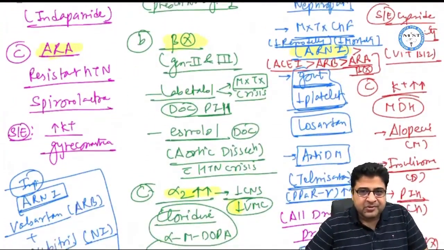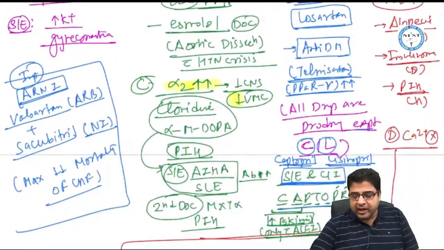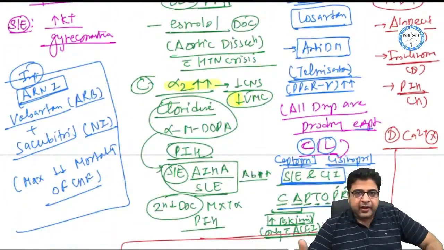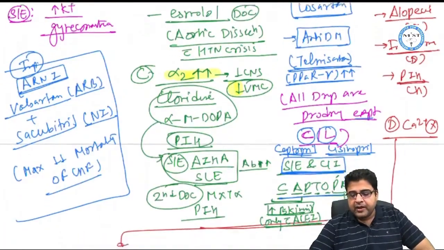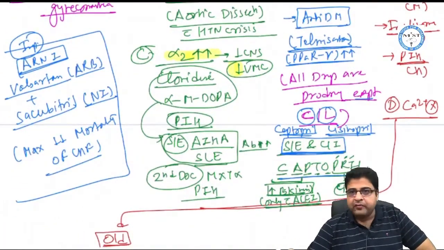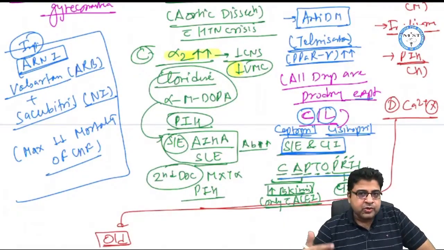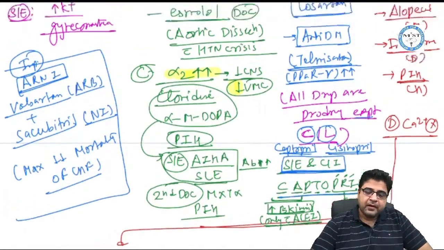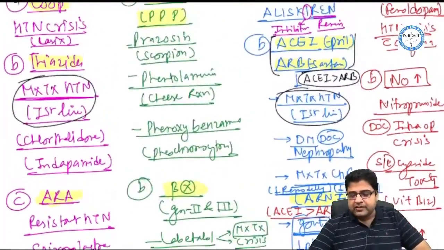So guys, I request you that you read enalaprilat. Now enalaprilat is a drug which is the active form of enalapril, and that medicine we use for hypertensive crisis. Understood? So what are the indications of ACE inhibitor and ARBs?